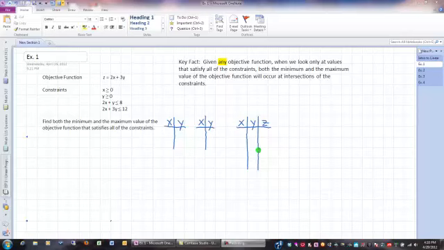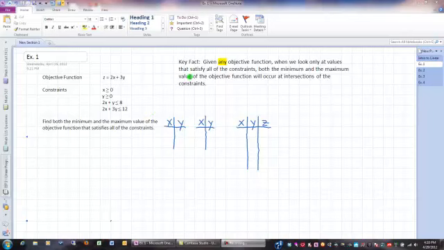In part one of our Introduction to Linear Programming, we are going to look at the type of problem where we are given the objective function and the constraints and asked to find both the minimum and the maximum value of the objective function that satisfies all of these constraints. In a bigger picture, you are usually asked to only find the minimum or the maximum, but for these first two we're going to find both.